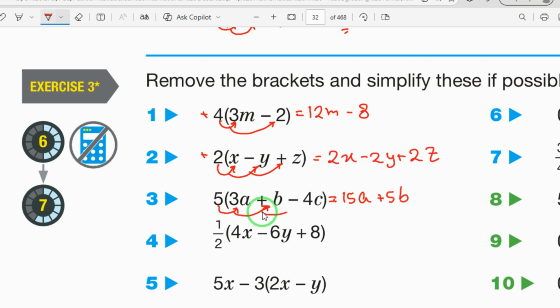And multiply by the third one. Positive multiplied by negative give us negative. 5 times of 4 is 20. 20c.